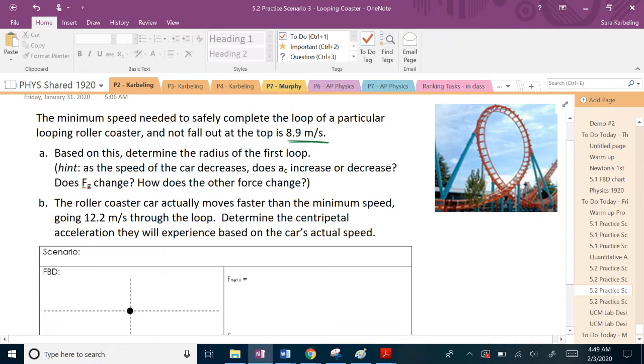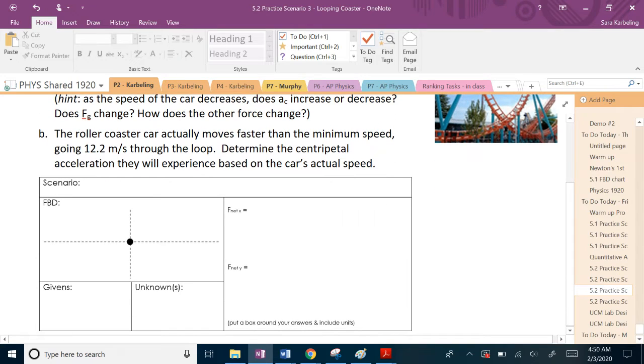Hint: as the speed of the car decreases, does the centripetal acceleration increase or decrease? Does the force of gravity change? How does the other force change? That hint is going to help us work through the problem. But before we do any sort of mathematics, we probably need to draw a picture.